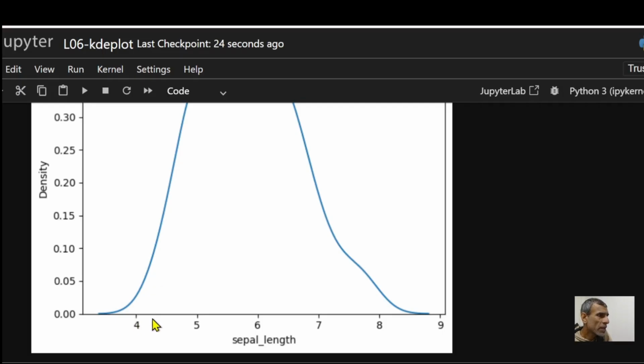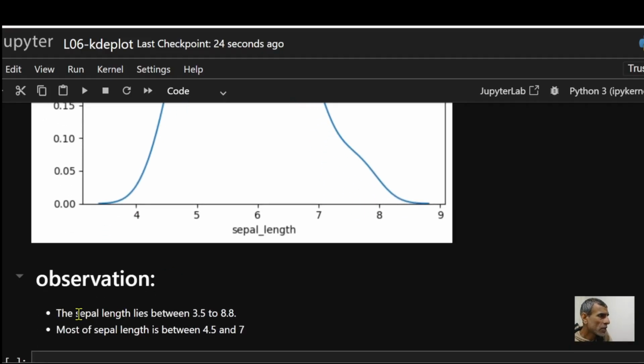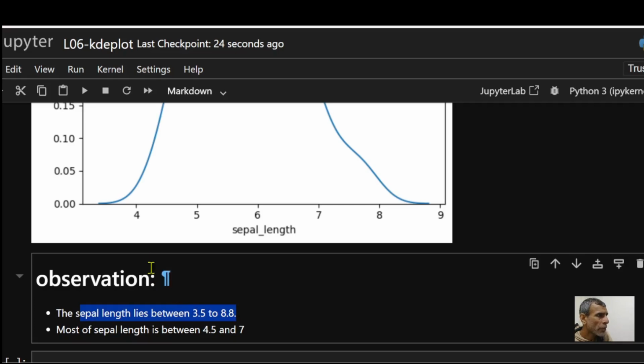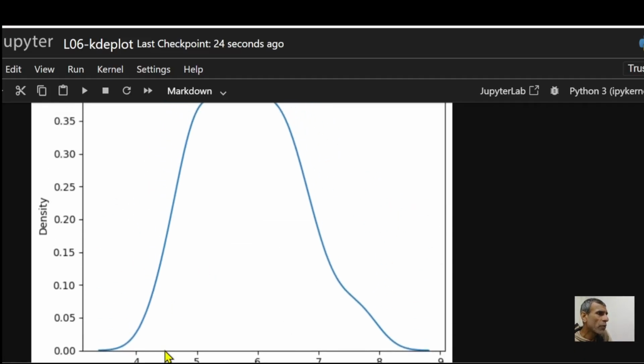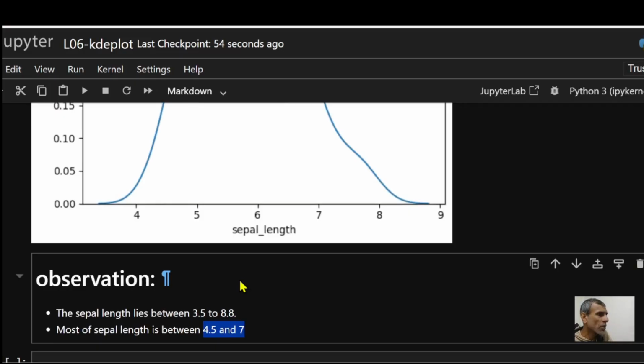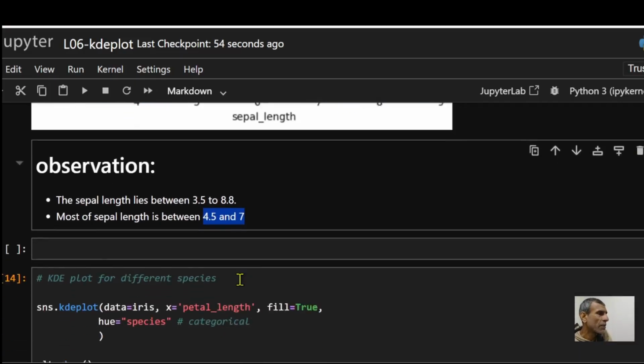So sepal length, I would say it goes from 3.5 to maybe like 8.9 or 8.8, something like this. Okay, so the sepal length lies between these numbers, 3.5, that would be from here, up to 8.8 according to the KDE plot. And most of my sepal length is between 4.5 and 7. You can see that 4.5 would be here. So most of my data is between this to this range. That would be somewhere over here. So you can draw this conclusion by looking at this picture right here.